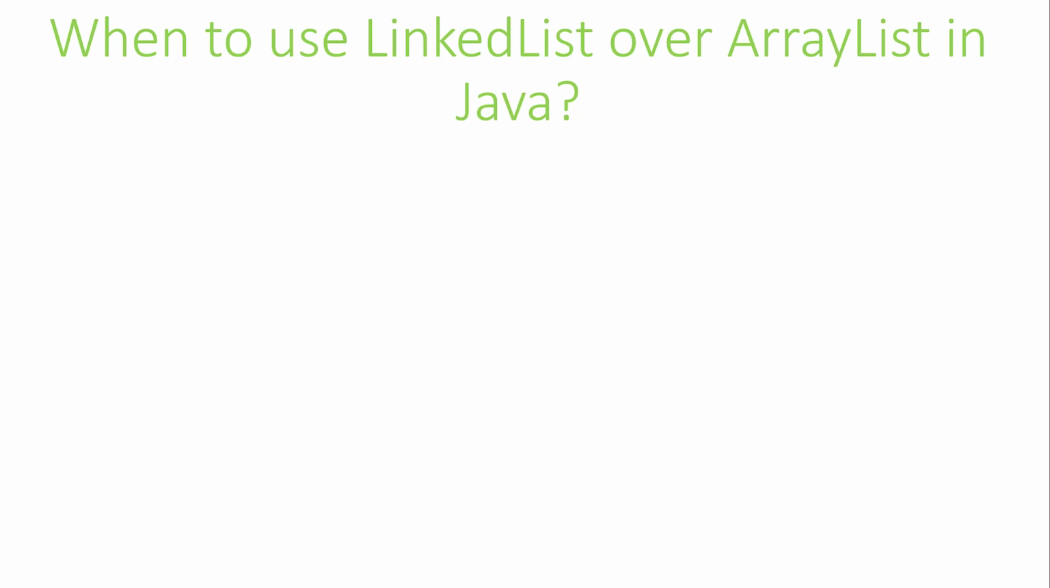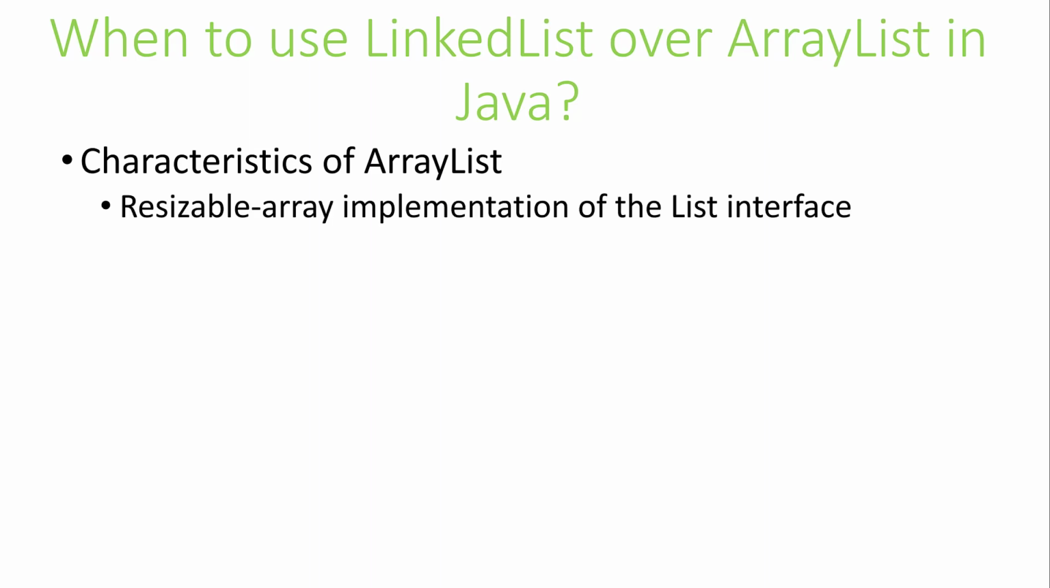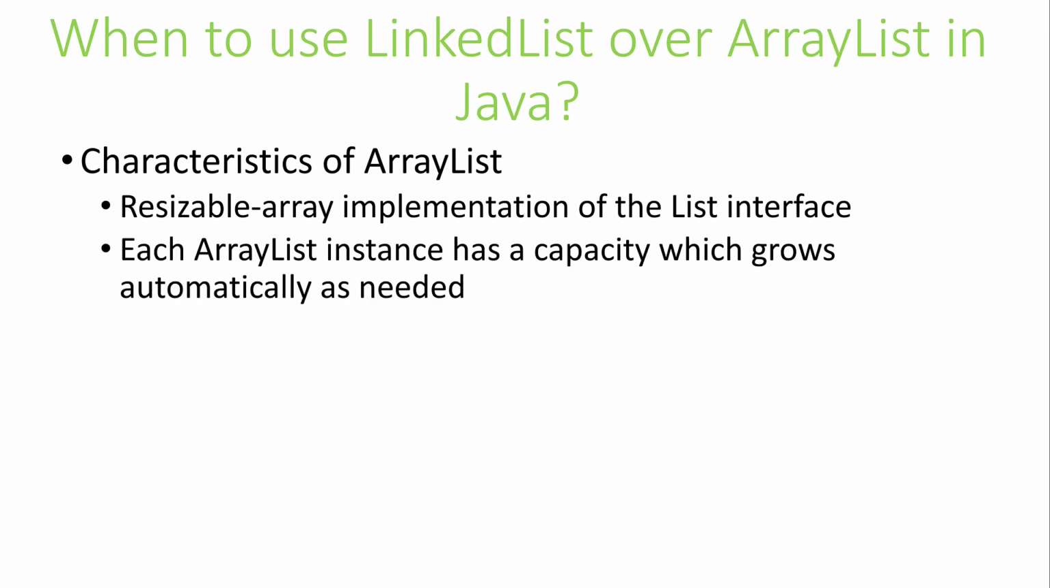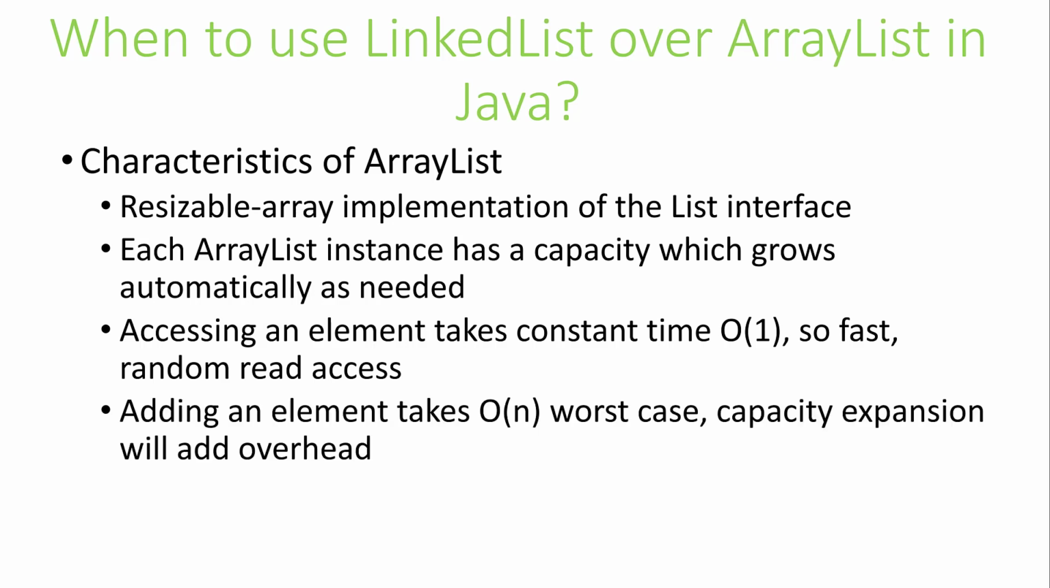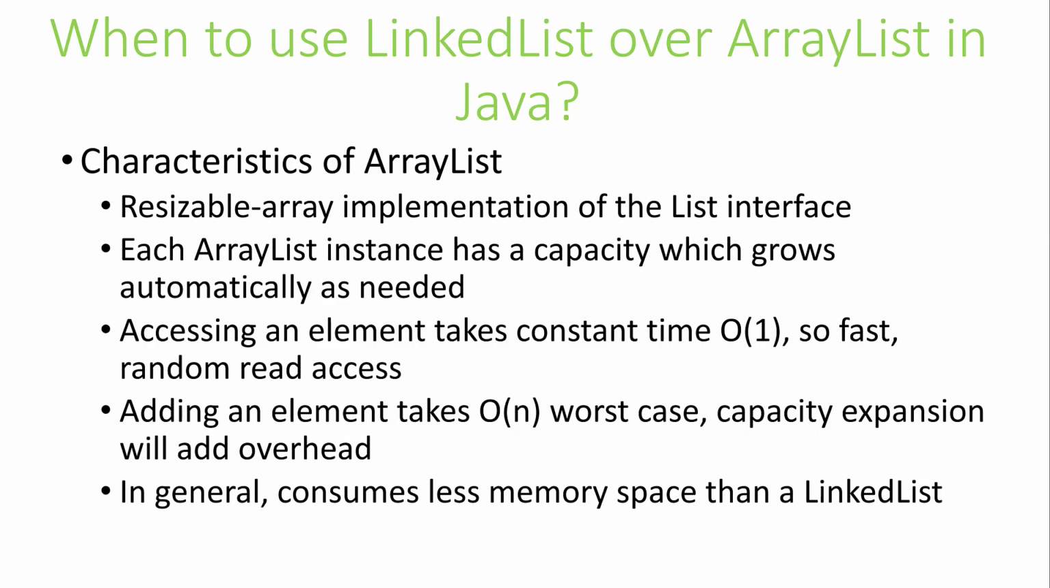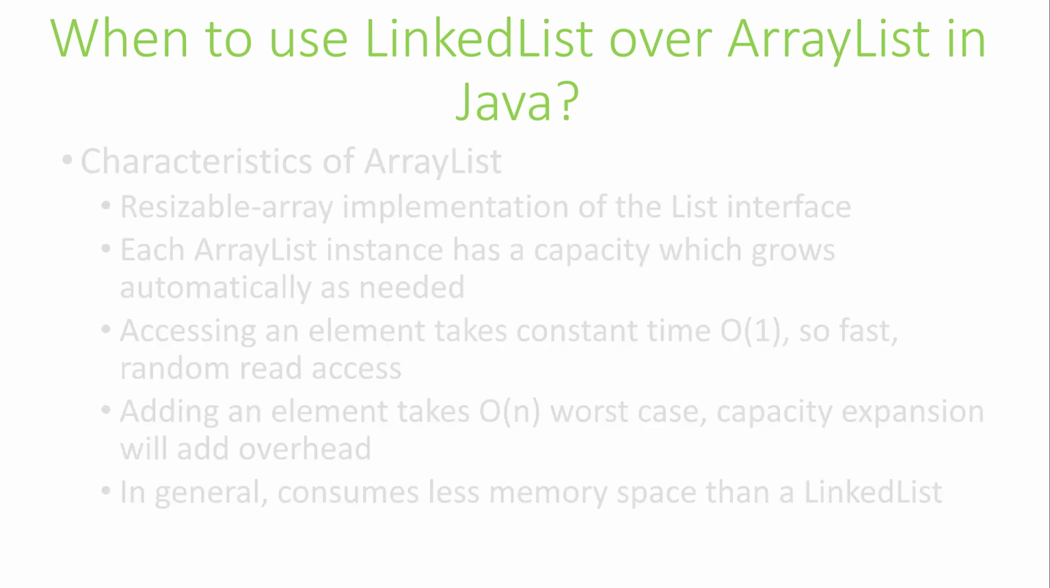Now let's look at some of the characteristics of the array list. It's a resizable implementation of the list interface. Each array list can grow in capacity as the list gets longer. This is to distinguish it from a Java array, which is fixed. Accessing elements in an array list takes constant time, or big O of 1, so random reads are fast. Adding an element takes at worst O of n, although adding capacity when the array list size must be expanded to accommodate new list items does add some overhead. In general, the array list consumes less memory than a linked list since it doesn't have the overhead of additional pointers.